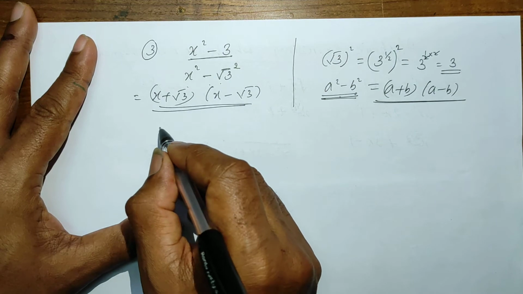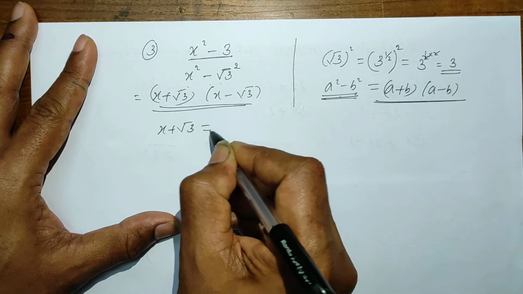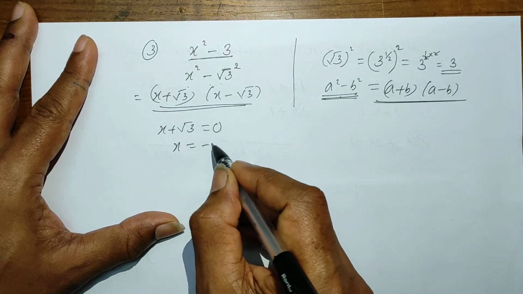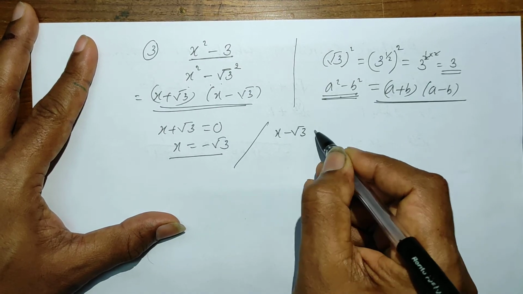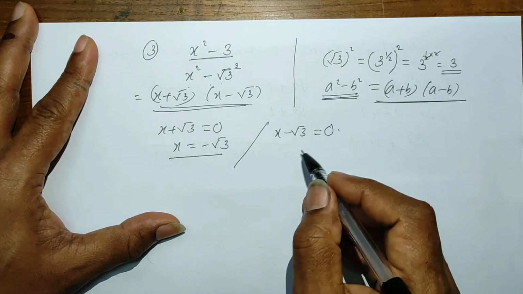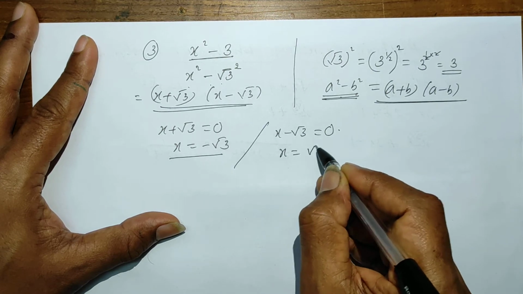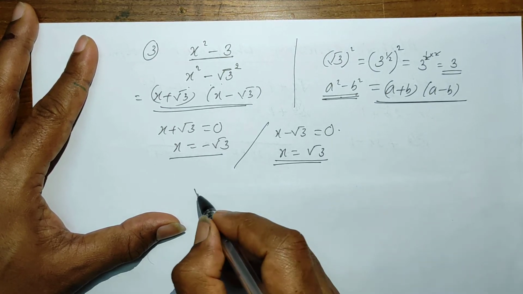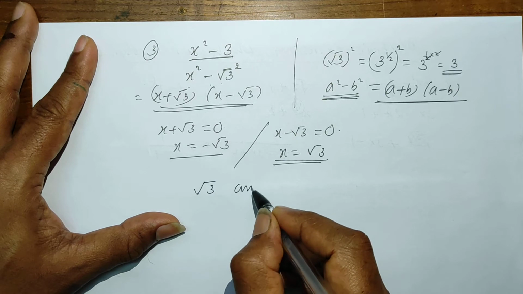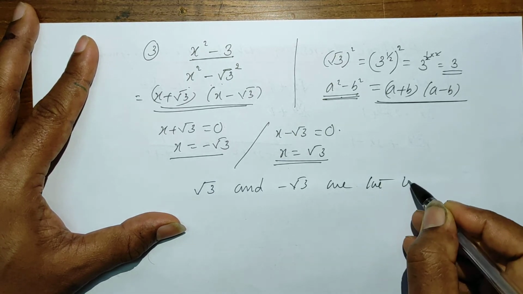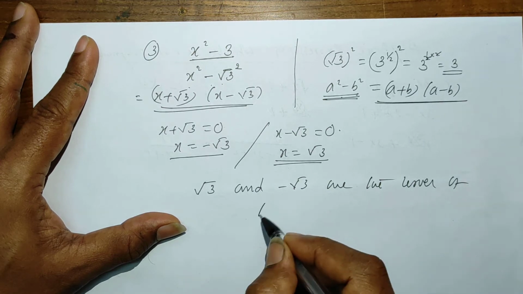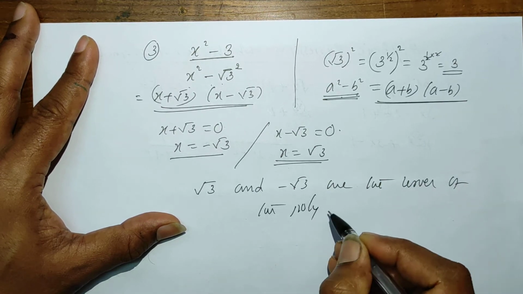Now, it should be equated to 0. x plus root 3 equals 0, x equals minus root 3. x minus root 3 equals 0, x equals root 3. So, root 3 and minus root 3 are the zeros of the polynomial.